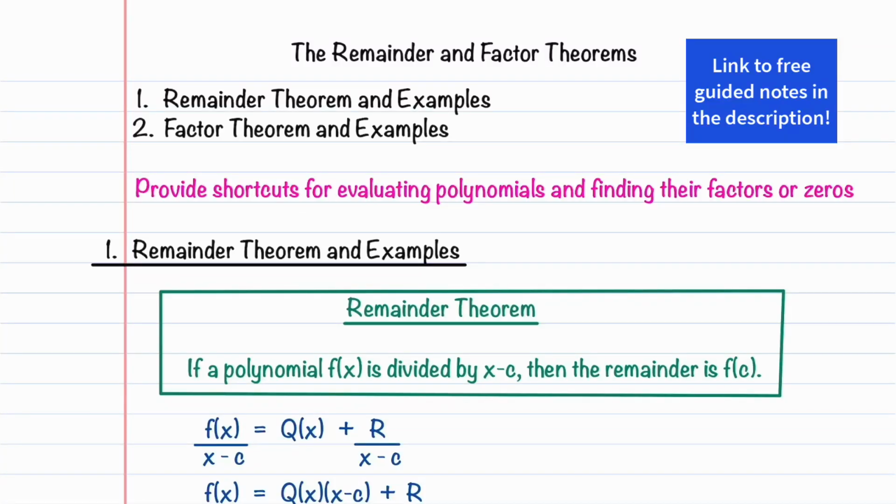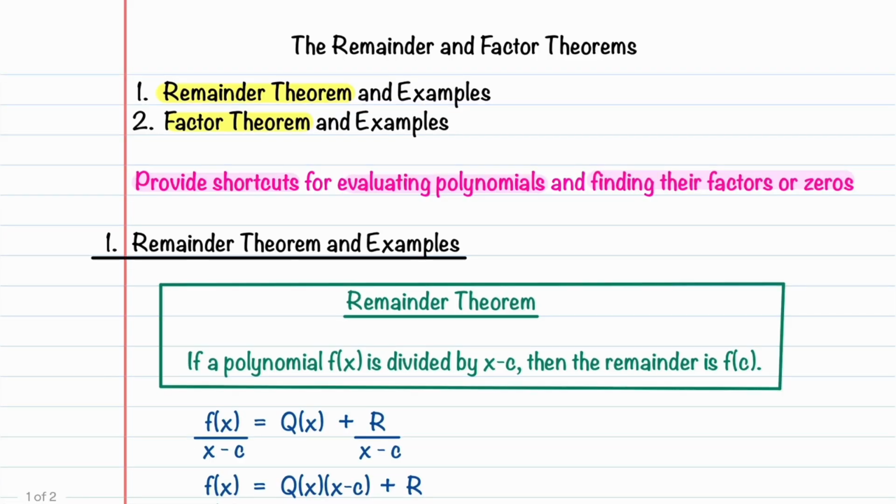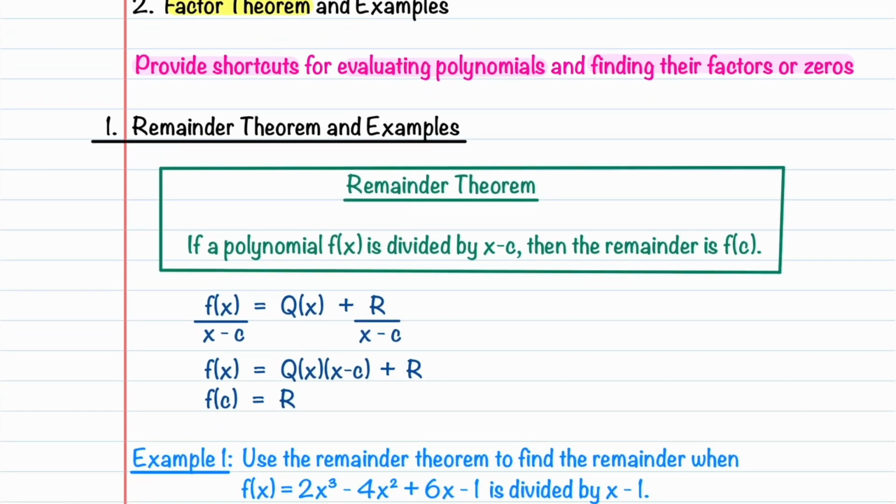In this video, I'm going to show you two important tools for working with polynomials, the Remainder Theorem and the Factor Theorem. They provide shortcuts for evaluating polynomials and finding their factors or zeros. Let's start with the Remainder Theorem and look at some examples.